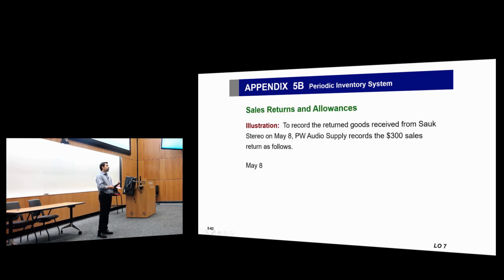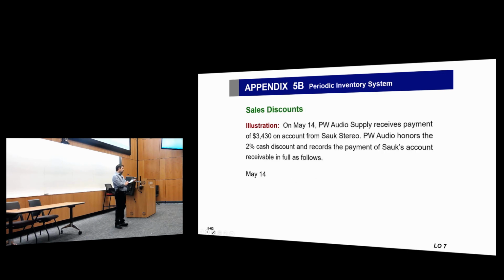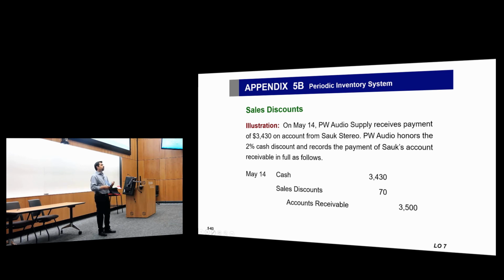When the customer returns the product, what happens in this case? The company will debit sales returns and allowances, credit accounts receivable. They are not going to adjust inventory and cost of goods sold. When they also have a discount, the company received cash $3,430. They also have sales discounts, and accounts receivable was credited the full amount.